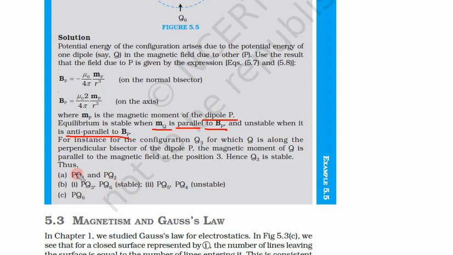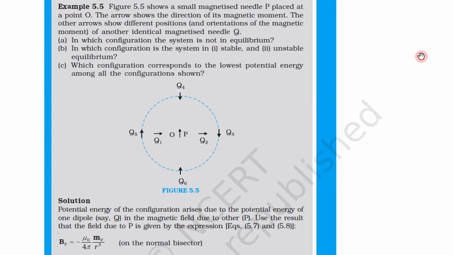Now let us solve this. There are some answers given, but they have not explained how these answers have come. So let us solve this. To solve this problem, first we have to make the magnetic field lines for this dipole.